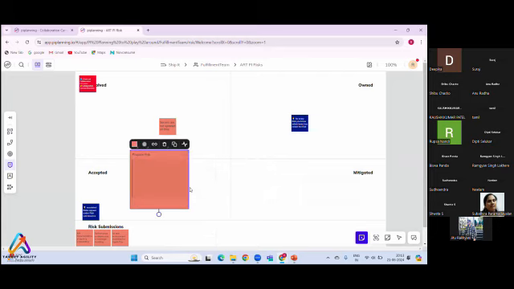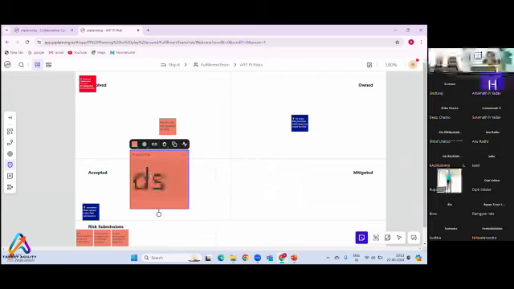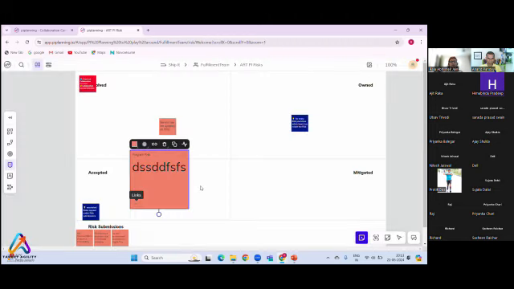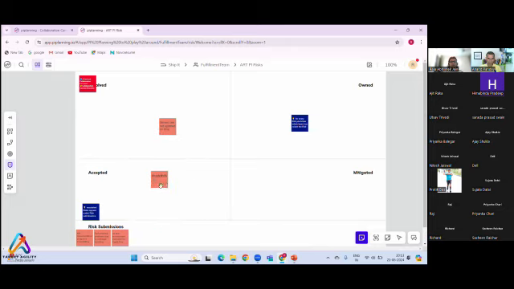Create a program risk, and here you can write the risk, whatever you want to write. If you want to link to some feature, here is the opportunity. You can link to some features here. And you can categorize it as accepted or mitigated or whatever category, you can do that.